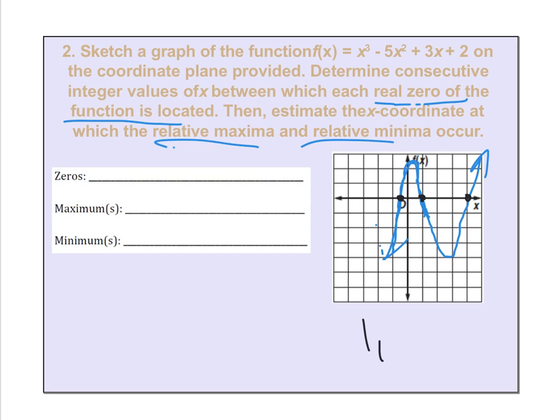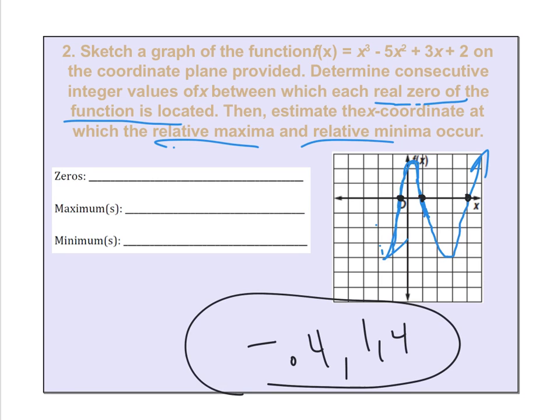So it appears 1 and 4 are going to be two of them. And then negative almost 0.5, but I can say it's actually negative 0.4. So those are going to be my zeros, okay? So that's what goes in this top bar. Maximum and minimum. So here's my maximum up here. My minimum is going to be down here. So I can calculate those by just kind of estimating where I'm going.